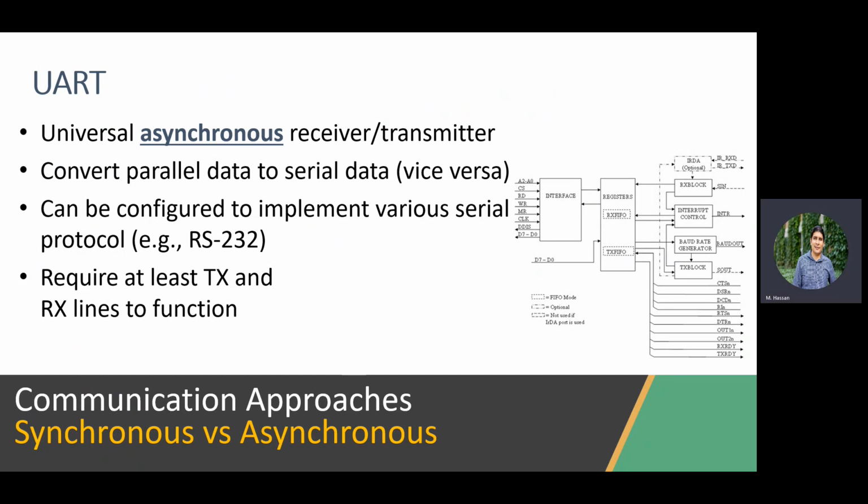For the UART to be able to operate, you need at least TX and RX lines to function, right? If you look into the UART protocol here, let me see how to identify the TX and RX. It's not very visible to me. Yeah, here there is an RX ready, TX ready. That's an out. This is the in.